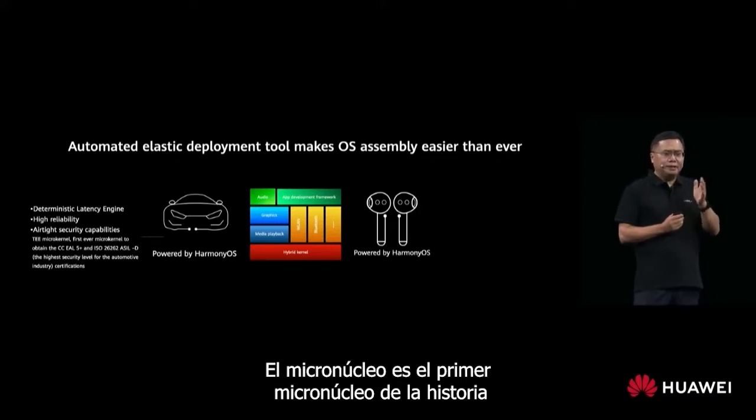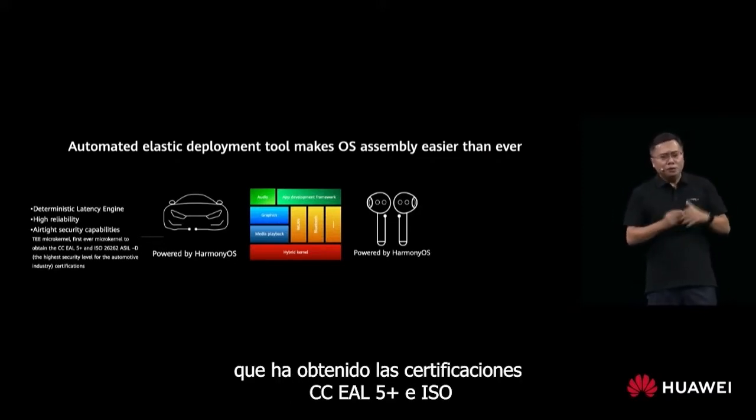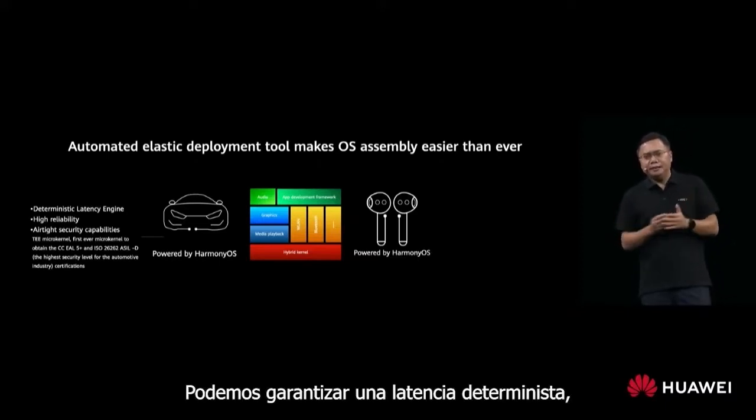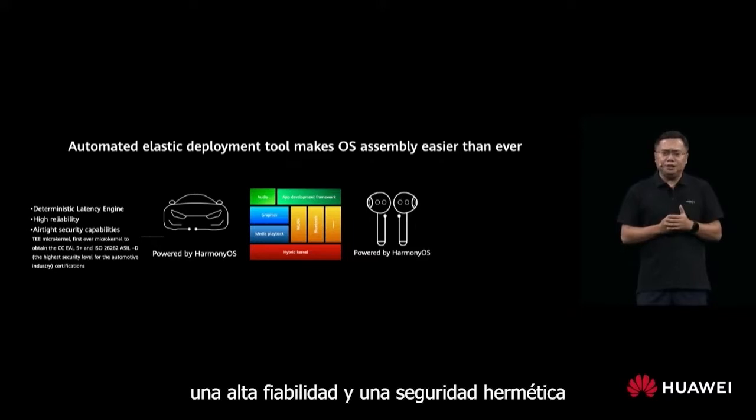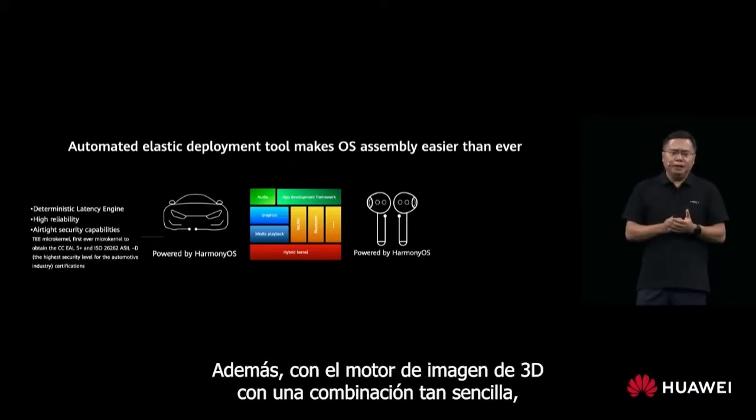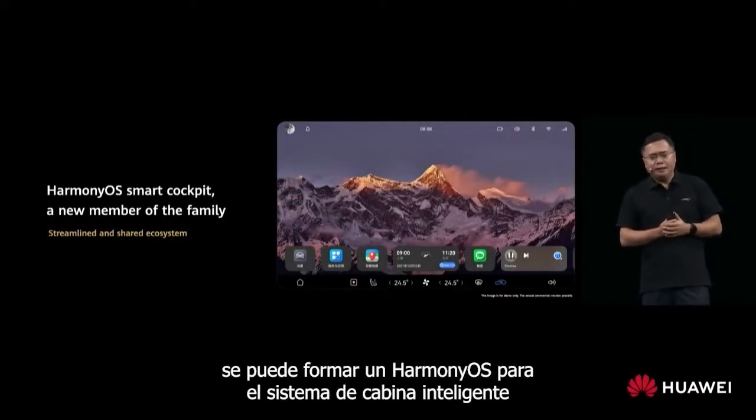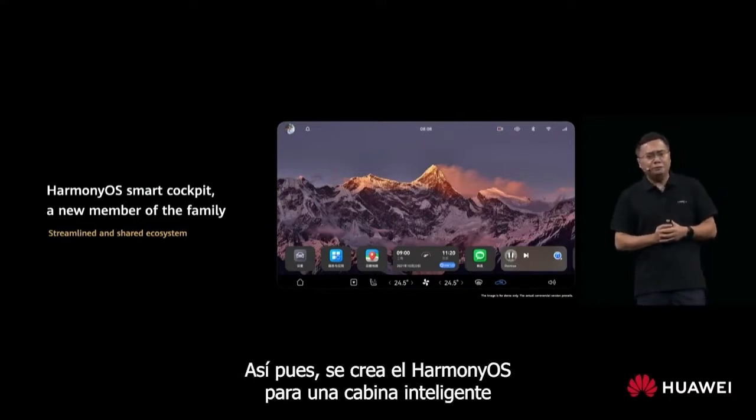The microkernel is the first ever microkernel to obtain the CC EAL 5+ and ISO certification. It is the most secure microkernel. We're able to ensure deterministic latency, high reliability, and airtight security. Plus the 3D image engine. With such a simple combination, you are able to form a HarmonyOS for the smart cockpit system. So this is the HarmonyOS for smart cockpit.